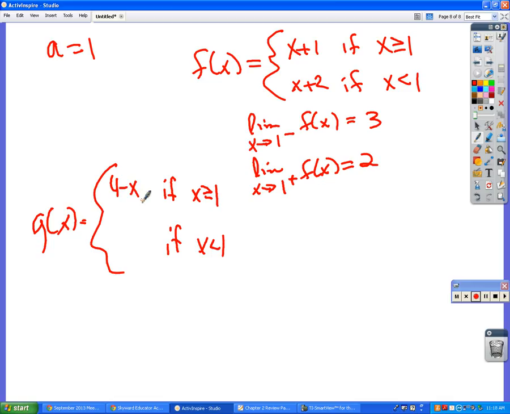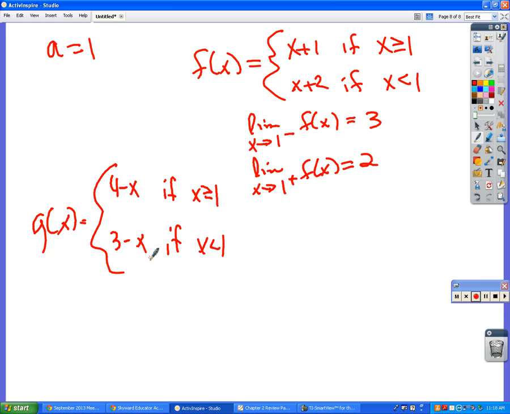Okay? And then, no, we want. Oh, okay, yeah, I wrote the limits opposite of those. So I'm really messing with your mind. Okay? So now I need one that equals 2. 3 minus x. 3 minus x.